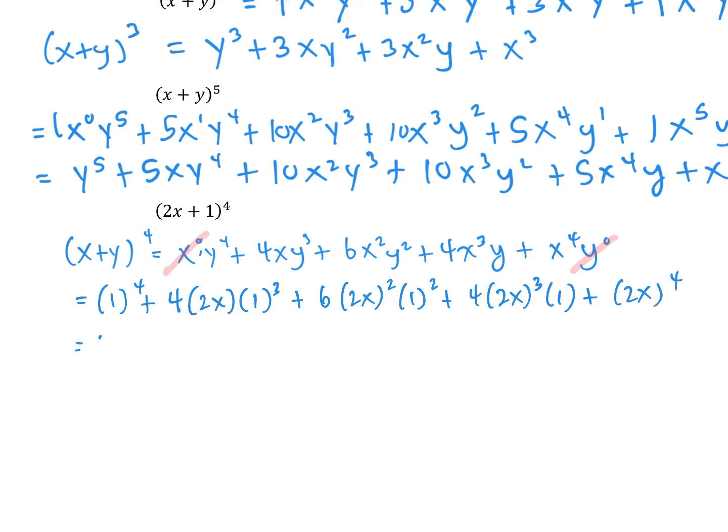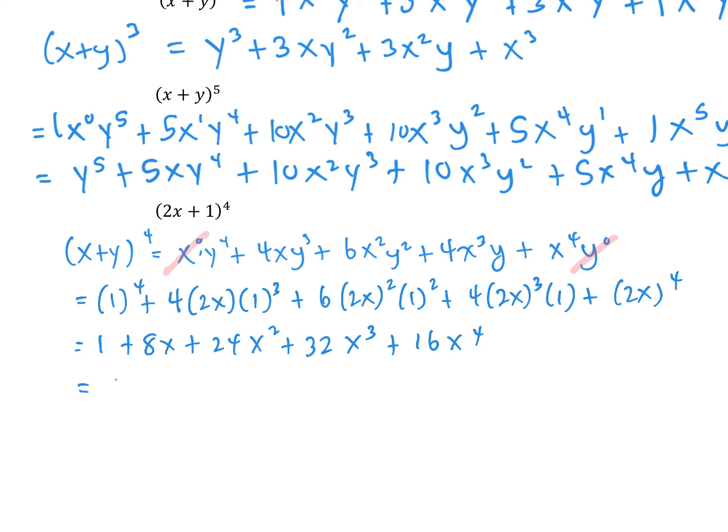So 1 to the power 4 is 1. In this term I have 1 to the power 3 is just 1, so I have 4 times 2x is 8x. In the next term I have 2x to the power 2. So 2 to the power 2 is 4, times 6 is 24, the 1 squared is just 1, and then I have x squared. In the next term I have 2 to the power 3, which is 8. 8 times 4 is 32. X to the power 3. So don't forget the variable also has the power applied to it. And in the last term I have 2 to the power 4, which is 16. X to the power 4.